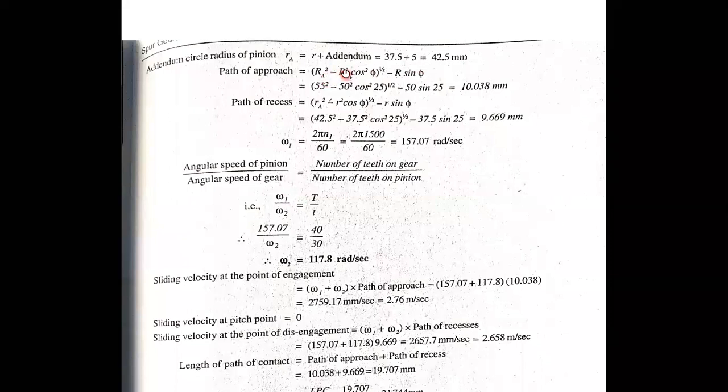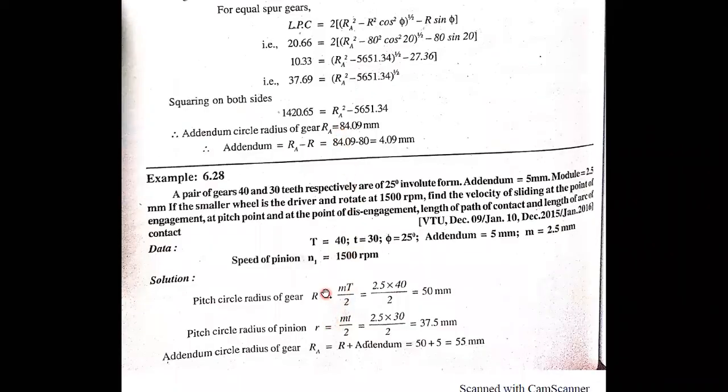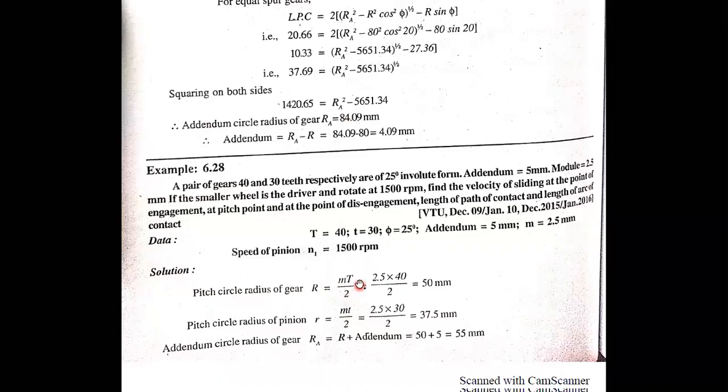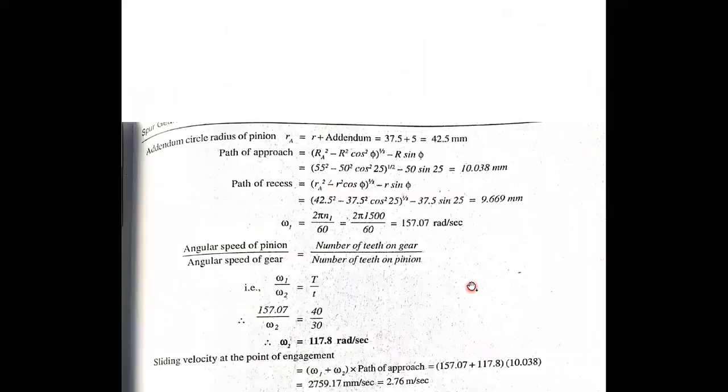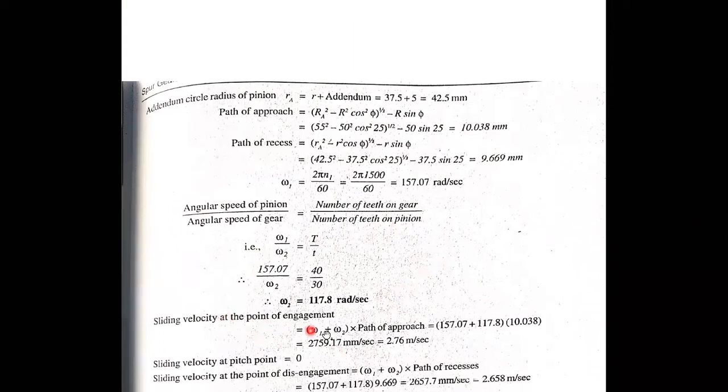Therefore, we need to find RA and capital R. As usual, the pitch circle radius of the gear is capital R equal to MT divided by 2, that is 50 mm. For the pinion it is small mt divided by 2, that is 37.5. The addendum circle of the gear becomes RA equal to R plus addendum. Addendum is already given as 5 and capital R we already found as 50, so that becomes 55 mm. Now we can calculate the path of approach as 10.038. Once you have that, you can substitute here, and we get the sliding velocity at the point of engagement as 2.76 meter per second.